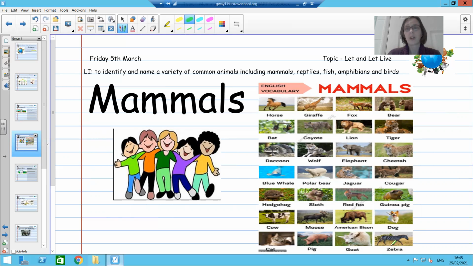Lots of other ones there that I've not mentioned or haven't got photographed. So you might have said some that aren't on there, like koala bears, or what else might you have said that's not on there?